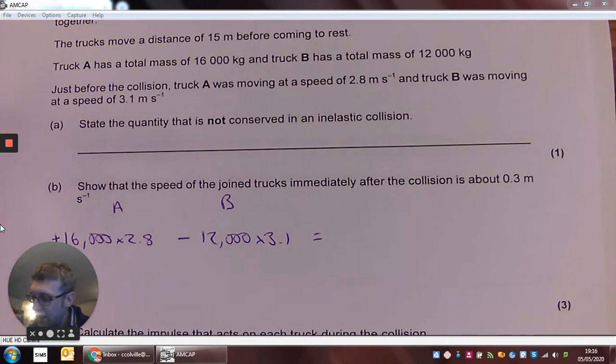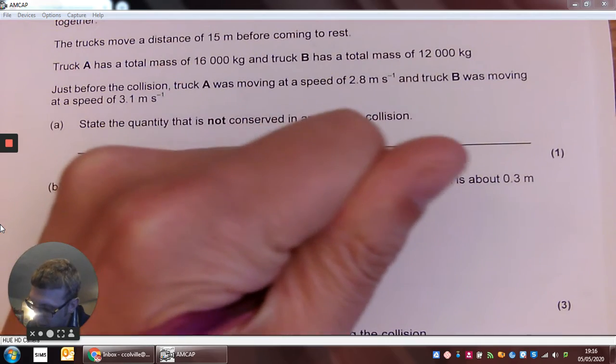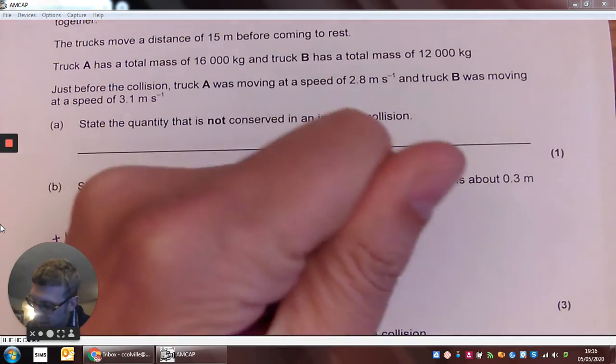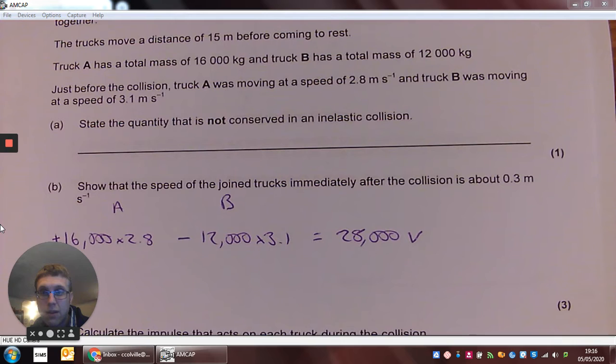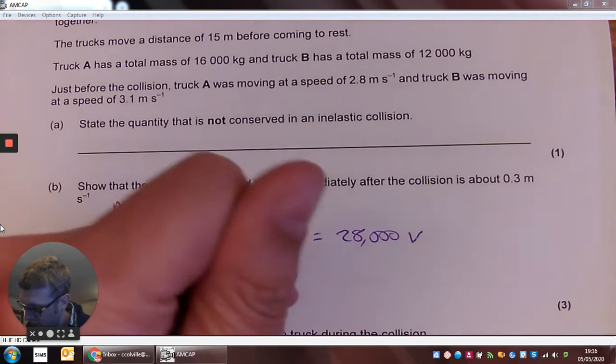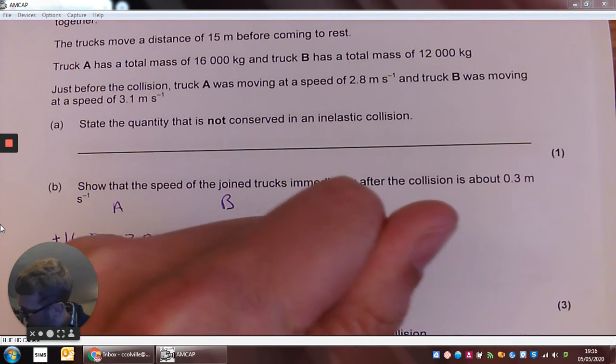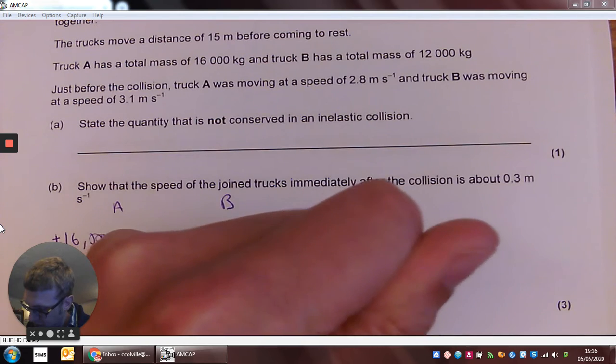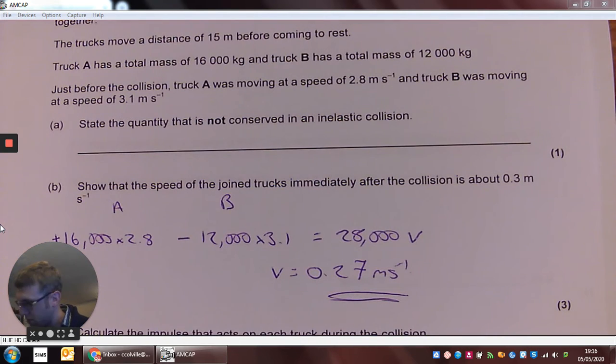So if I add together the two masses, and then some speed v, which we're trying to calculate, I can do my subtraction, I can divide it by 28,000, and what you're going to get out of that, if we have a little look, is 0.27 meters per second. What? Did I get that right?